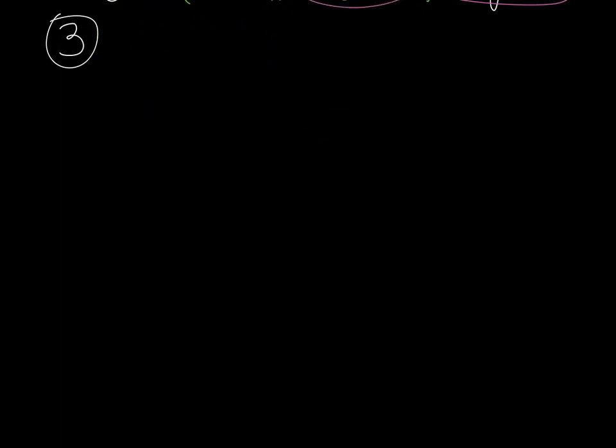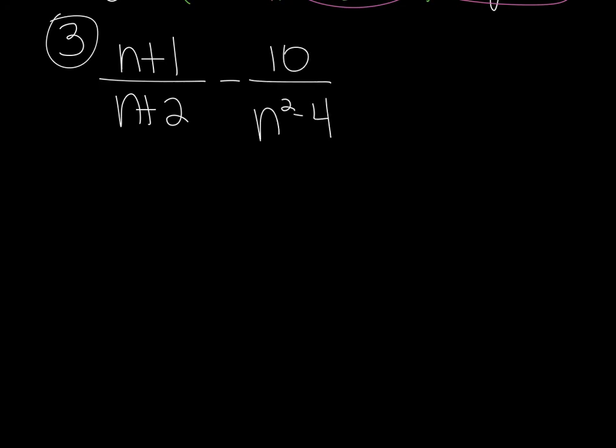Okay, number 3. N plus 1 over n plus 2 minus 10 over n squared minus 4 equals 0. You can factor the n squared. Very good. The part that's new today, we want to make sure that I can't factor anything. And then we did point out that, yes, I can factor that n squared minus 4 into an n plus 2, n minus 2. Nothing else can be factored, so we're ready to do the least common denominator.